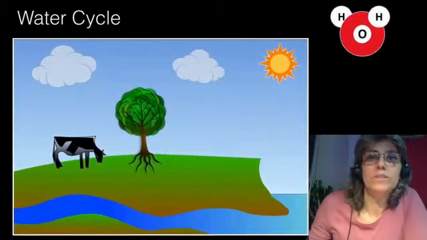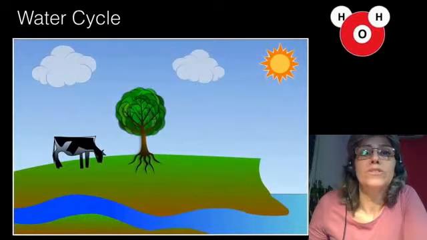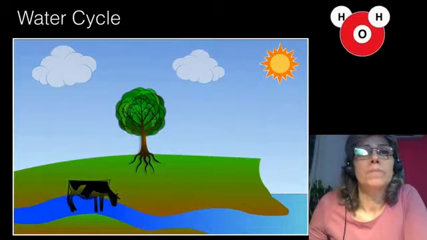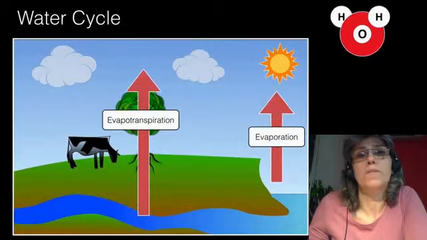So let's start with the water cycle. How do plants get water? They're going to take it in through their roots. What about a cow? They're simply going to drink the water. But how does it move through the abiotic parts of our planet?